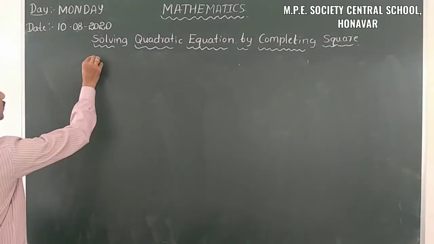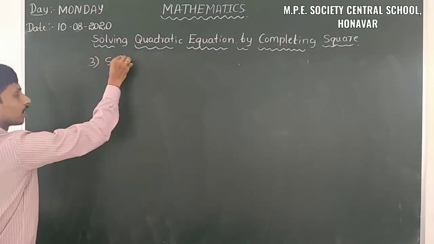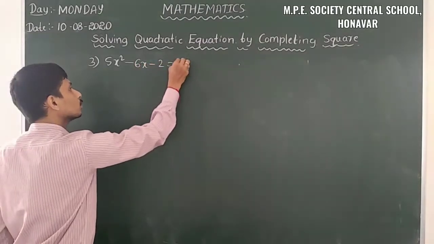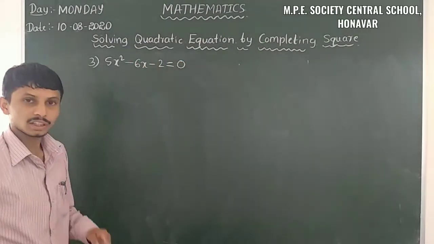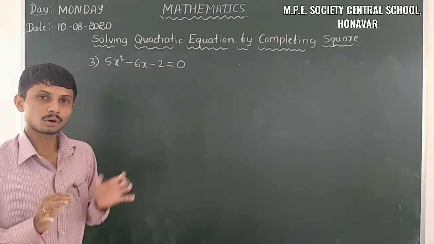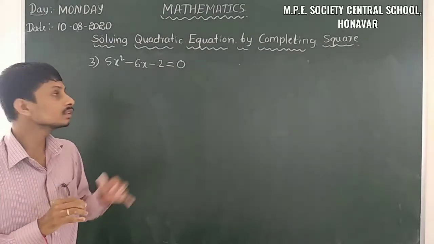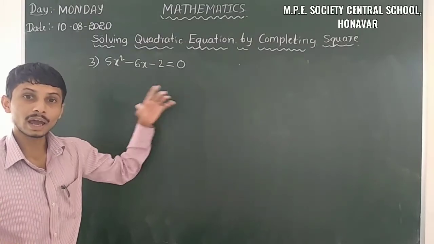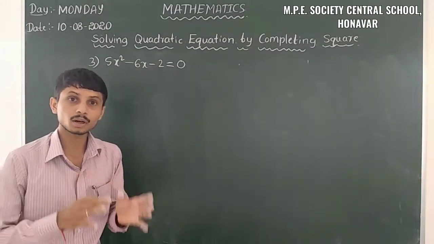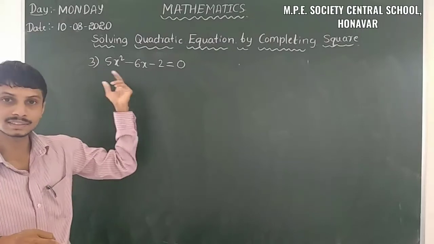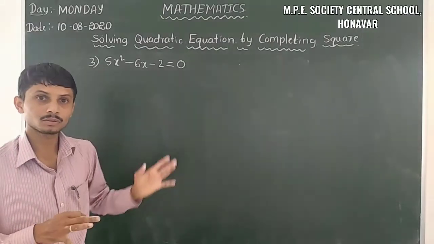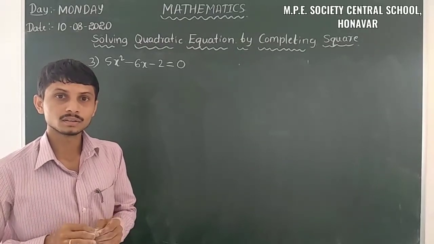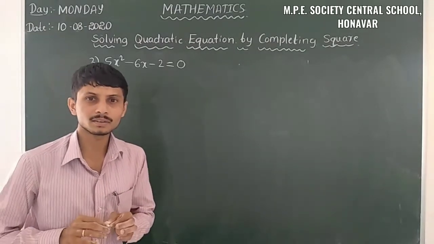So the next equation is 5x square minus 6x minus 2 is equal to 0. Here we have to observe whether it is a quadratic equation. Yes, it is in the form of a quadratic equation. After that, what do we have to do? We have to convert it for our requirement. Just observe here, if 5 is there, there are two possibilities: we have to divide or multiply. Both possibilities we can do here.